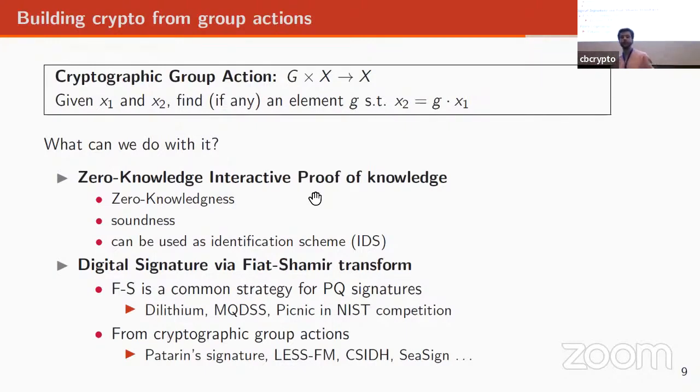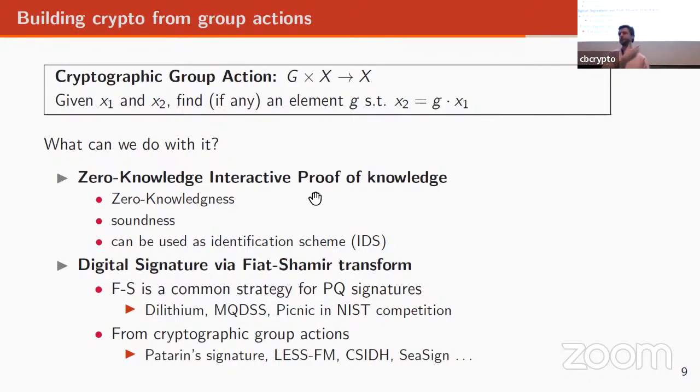And then these cryptographic group actions are also already part of the cryptographic landscape. For example, the Pattern signature scheme can be seen as basically this process, and then LESS-FM. And in the isogeny space, you have CSIDH, which is a key exchange, and CSI-FiSh, which is a signature scheme based on this idea. These last two are a bit different, of course, because as we mentioned already, this is a non-commutative group action, which limits what we can do with it.